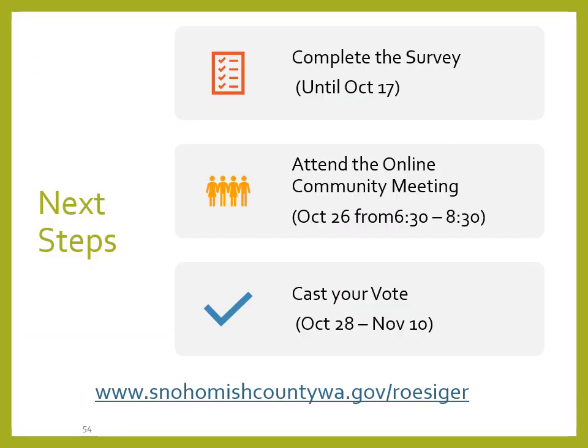We hope that you now have a better understanding of the Roesiger plan and know what options we have to choose ahead of us. So we highly encourage you to please go online and complete the survey so we can hear from you. You have until October 17th to complete the survey. The next step after that is we'll have those survey results ready so you can attend the online community meeting. We'll discuss those results and answer any questions that you may have about the plan or those final results.